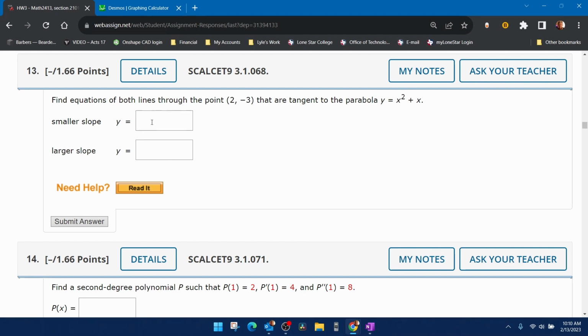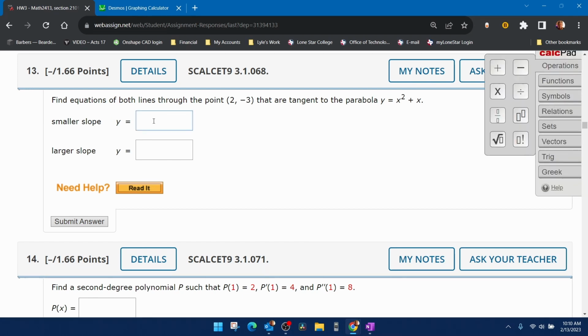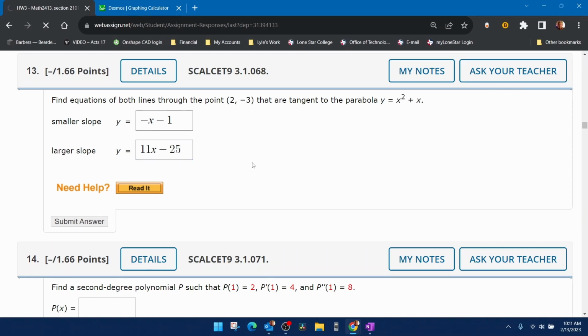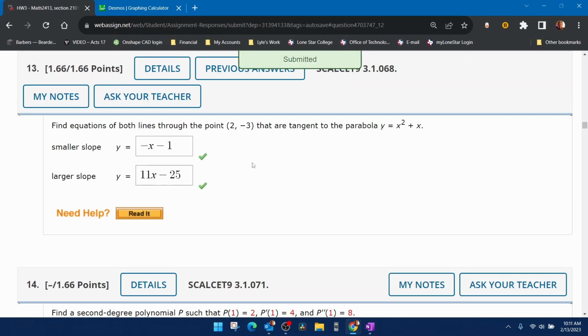And then the last thing we want to do is use WebAssign to prove that we're right. So for the smaller slope, that would be the -x minus 1, a slope of -1 being smaller than a slope of 11, and then 11x minus 25. We're going to submit and see if we get the green check mark of success. And we did. And we're done.